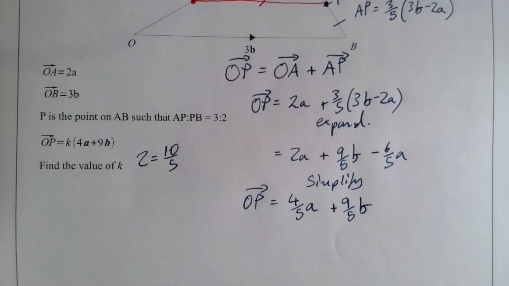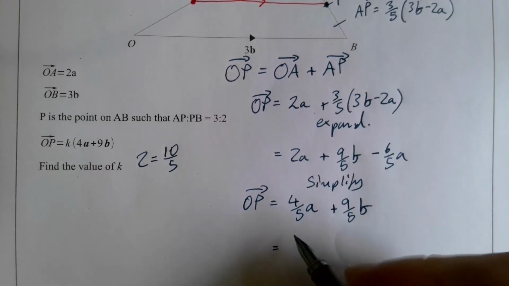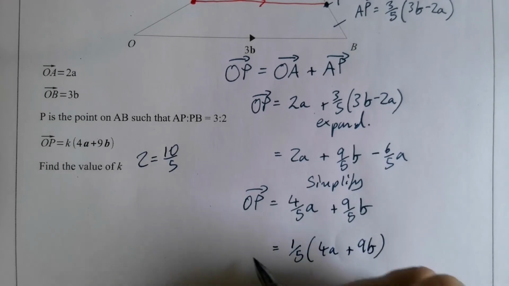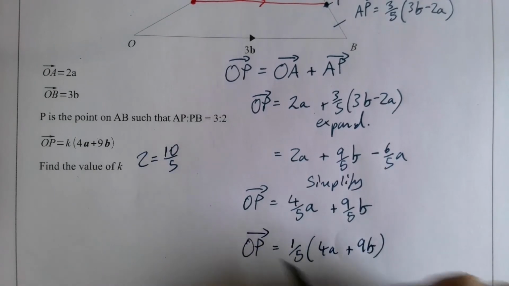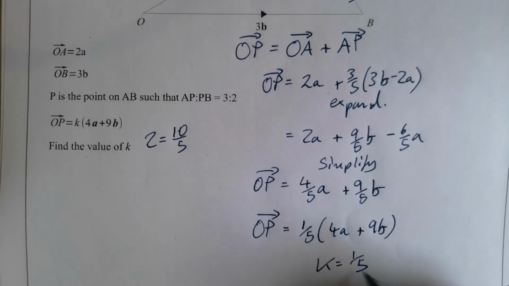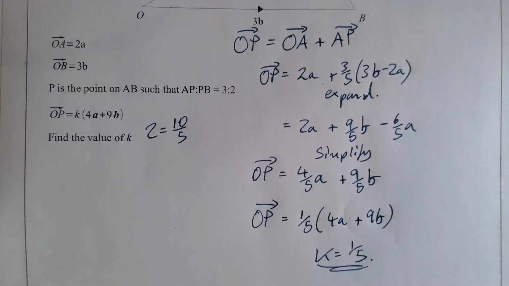And that's going to be very similar. They're both being divided by 5, but apart from that, you've got what's in your bracket. So we need to take that fifth outside the bracket. So 1/5 of 4A plus 9B is going to give us our OP. So our final answer is K equals a fifth. And make sure you write that down at the end, because a really mean marker might dock you one, even though you've done all the maths.